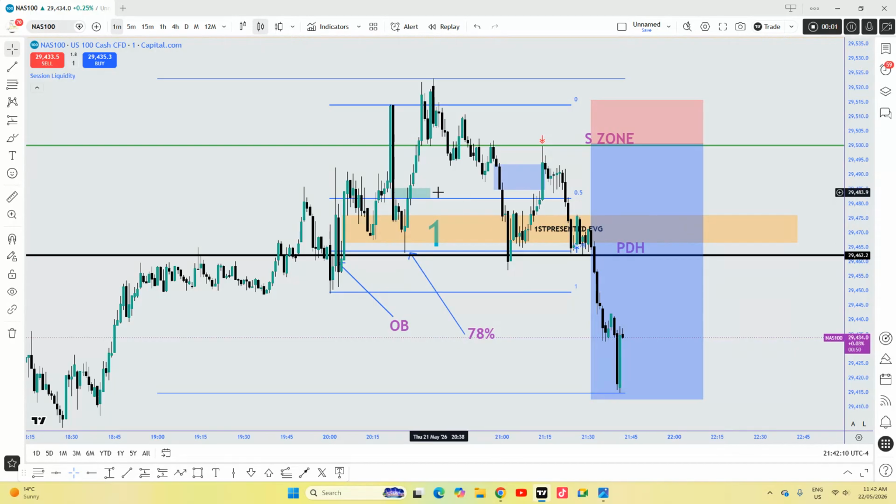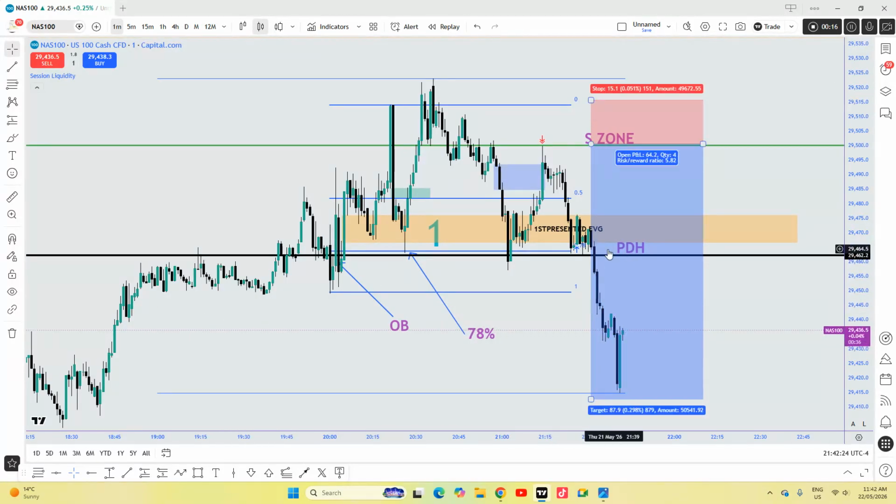So we're going to go through this trade that I gave out live on TikTok, and this trade was based on a higher time frame level on Nasdaq.